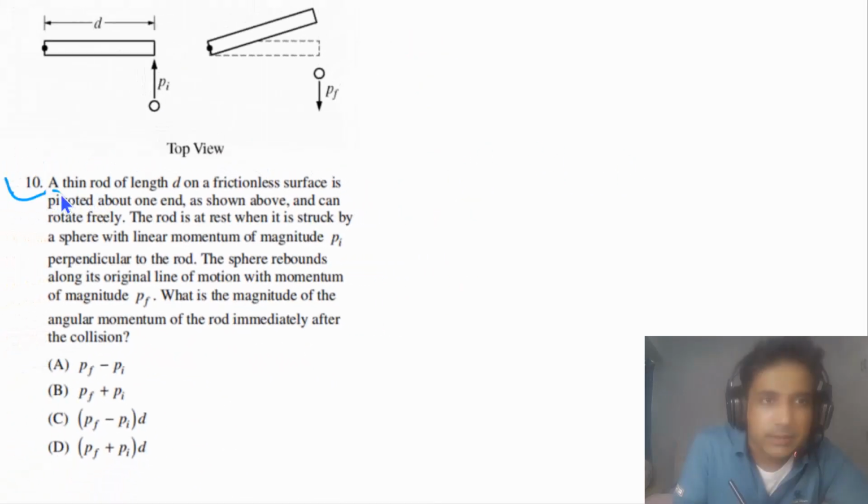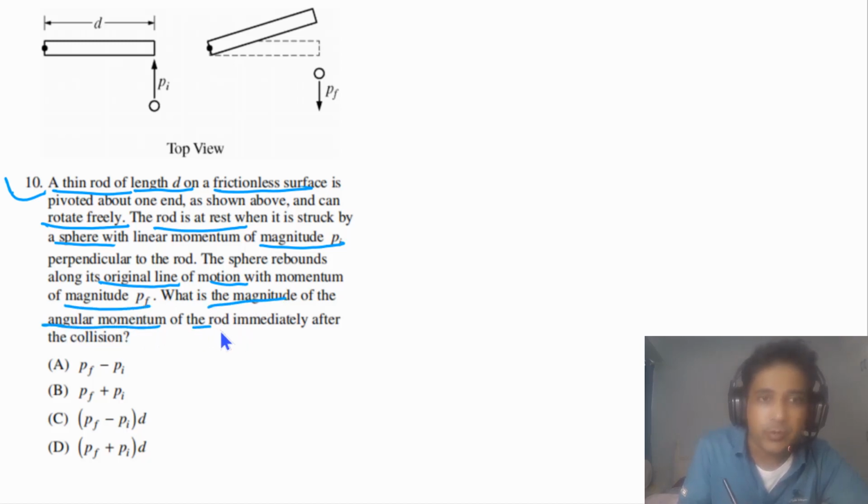Question 10 says a thin rod of length d on a frictionless surface is pivoted about one end as shown above and can rotate freely. The rod is at rest when it is struck by a sphere with linear momentum of magnitude pi perpendicular to the rod. The sphere rebounds along its original line of motion with momentum of magnitude pf. What is the magnitude of the angular momentum of the rod immediately after the collision?